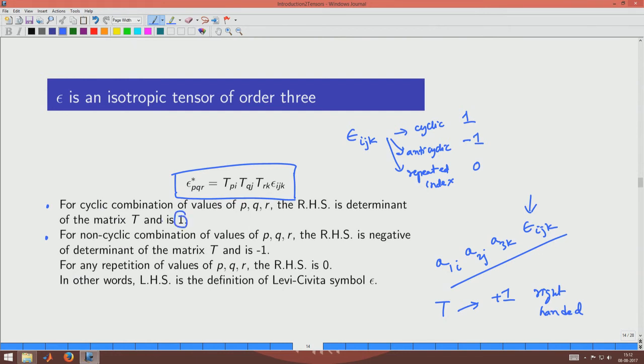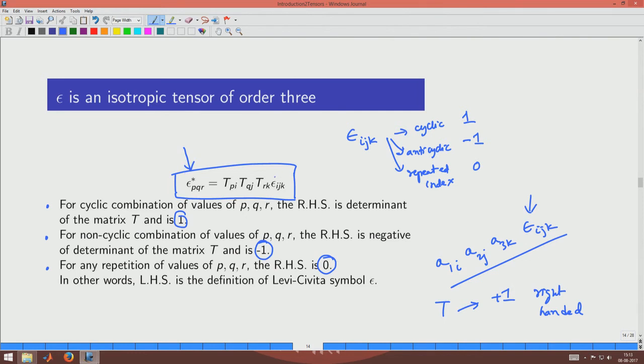And by the same thing, when they are not cyclic, then we are actually going into the left hand system. So, we get the magnitude of the determinant of T being -1, and then when we have any indices matching, that means that there is a coplanarity, and therefore, we get a 0 there. So, which means that again the values that you are getting, 1, -1 and 0 for cyclic, non-cyclic and repeated indices, is nothing but the definition of epsilon itself. So, which means that on the left hand side what we have is epsilon itself.